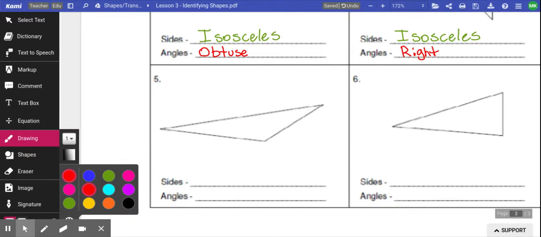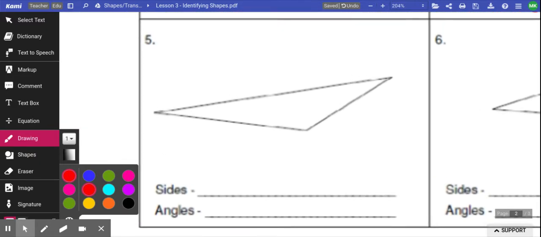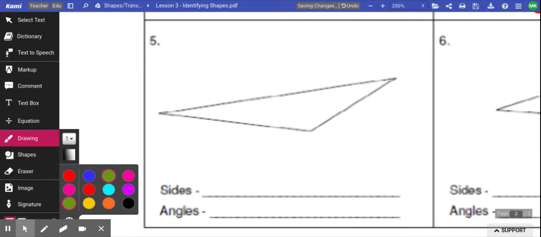If I look at number 5, if I wanted to name number 5, all those side lengths look different to me. None of them look the same. So I'm going to say that is a scalene triangle based on its sides. Based on its angles, I'm going to say that right there is bigger than 90. That means we have an obtuse triangle.